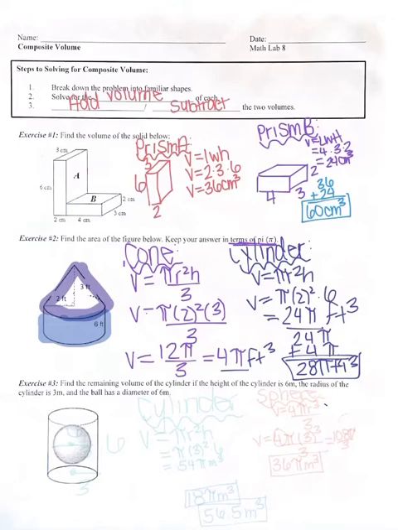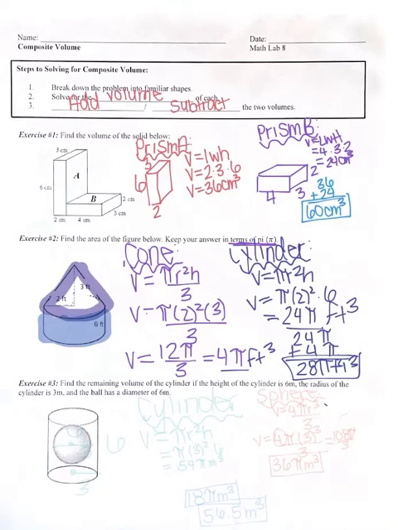This last one is a little bit different because, unlike the other one, the shape is inside the other shape here. So we have to find the remaining volume of a cylinder if the height of the cylinder is 6 meters, the radius of the cylinder is 3 meters, and the ball has a diameter of 6 meters. So I want you to picture this right now as a cup of water, and you put a ball inside it, like a tennis ball. And we're looking for the volume of that water once that tennis ball is in there.